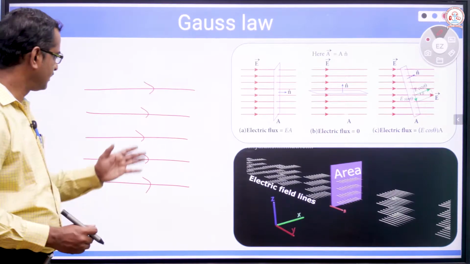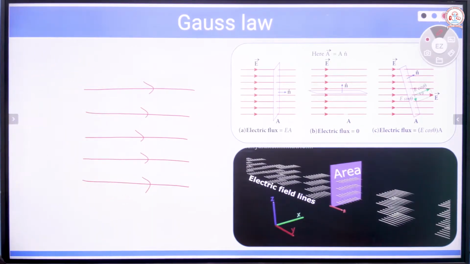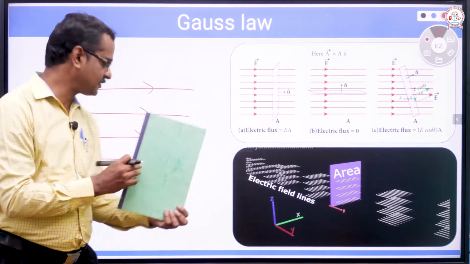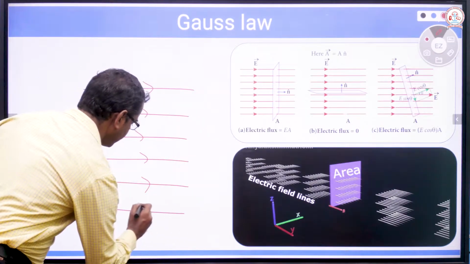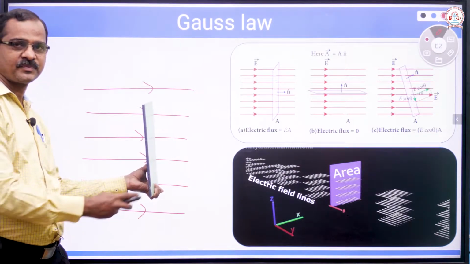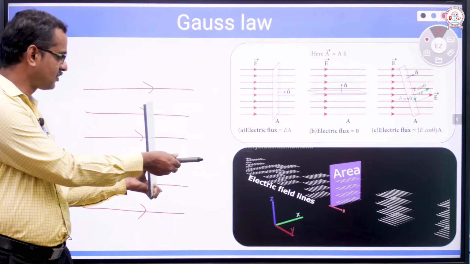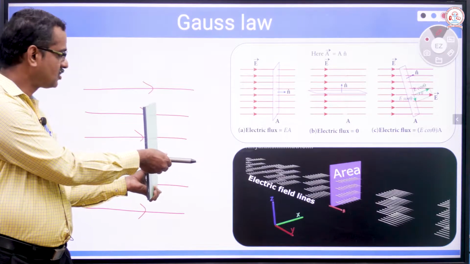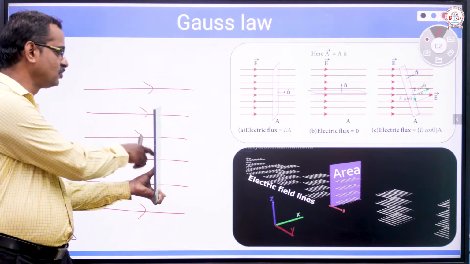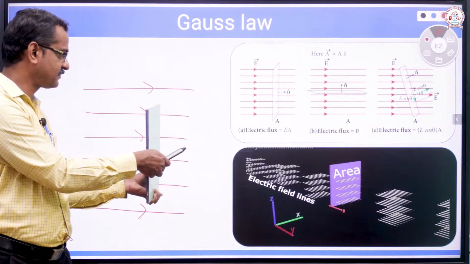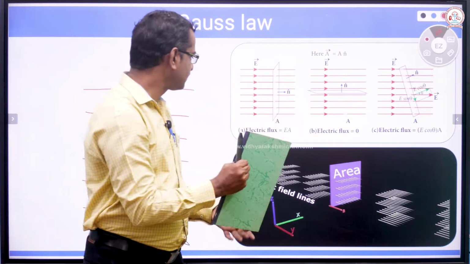And the number of lines crossing the area perpendicular to it. Imagine this is a surface kept in an electric field, and this is the normal to the surface, isn't it? So how many force lines are passing through this area? That is flux. The beautiful picture is there in our textbook.